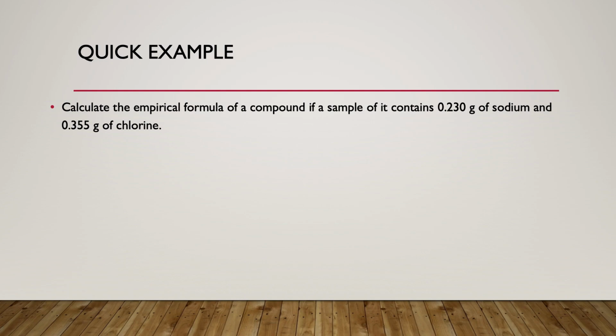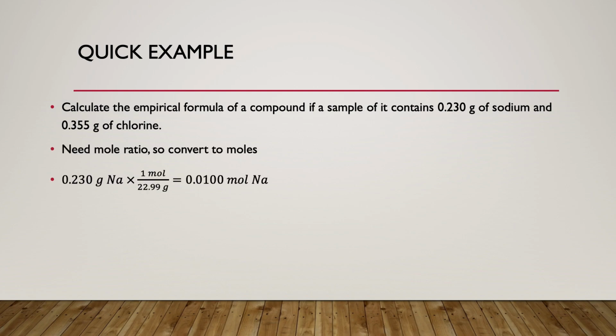So, a quick demonstration of that. Here we have an unknown compound that has 0.230 grams of sodium and 0.355 grams of chlorine. We want to know what the empirical formula of this compound is going to be. Well, all we really want is a mole ratio, so we don't really want the masses, but we can use the masses to get it. For sodium, we can take its mass divided by its molar mass. It'll tell us how many moles of sodium we have. We can repeat that same process for chlorine.